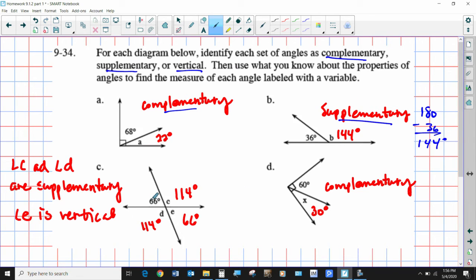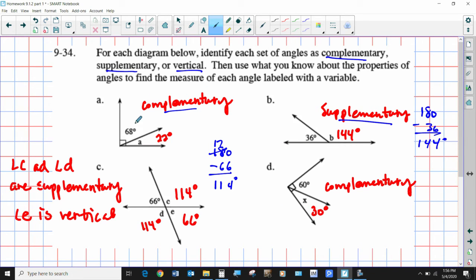Here, we know that 66 has to match this 66, so that part's easy. And we know that this angle here is supplementary to this angle. So 180 minus 66, that's going to be 114. So that must be 114 degrees, which means this one would be 114 degrees.